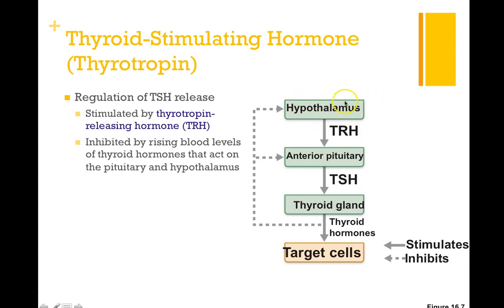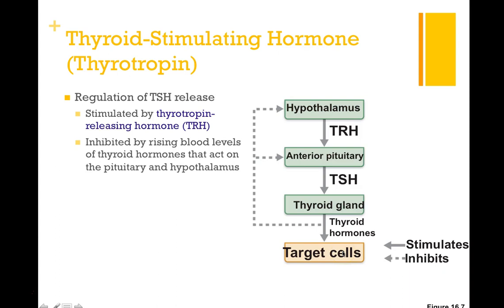So this is a nice little schematic that discusses the release of our thyroid-stimulating hormone. In our hypothalamus, we are going to release the thyrotropin releasing hormone, and that will signal to our anterior pituitary gland to release the thyroid-stimulating hormone. That goes to our thyroid gland, tells it to release the thyroid hormones. That goes to the target cells.